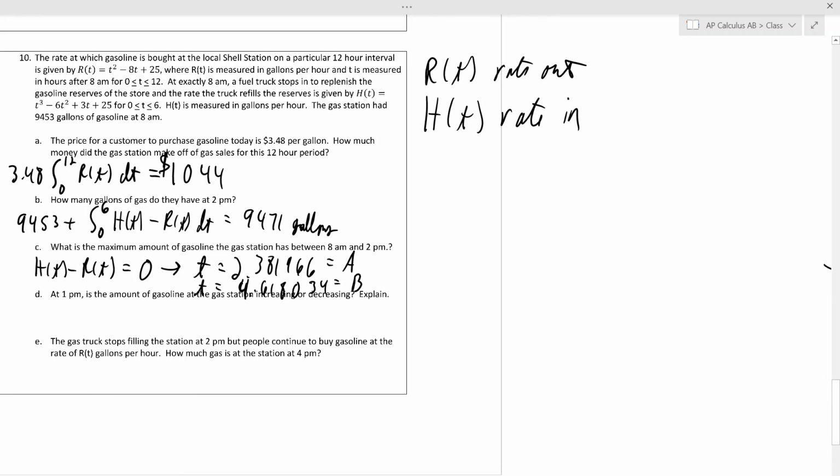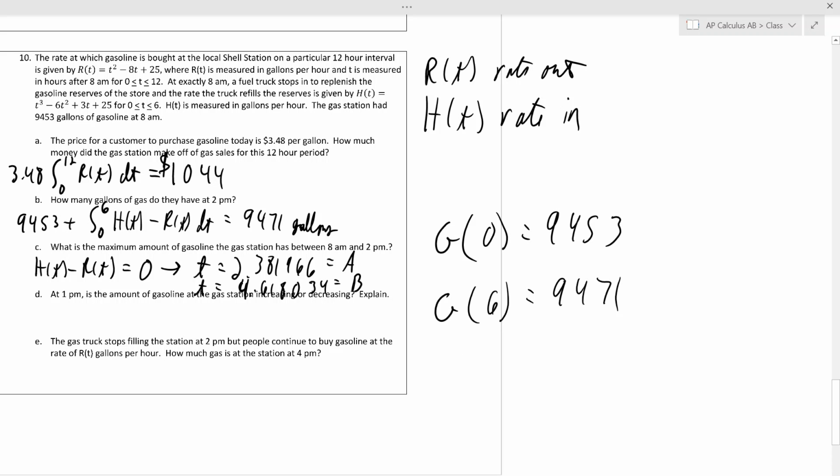All right, and then all I got to do is find the amount. Now remember, I had the gas G of T defined already, right? So as long as that's defined on my paper, I can say we need G of 0, which we were given, is 9453. We need G of 6, which we found in the last question, 9471. We need G of A, and we need G of B. These are all G's.